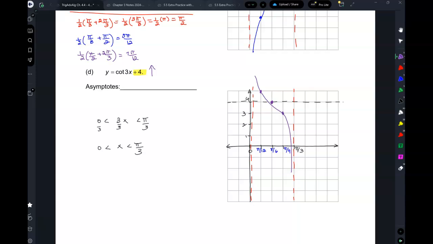Huh? No, it's just 1, 1. It doesn't go with that.